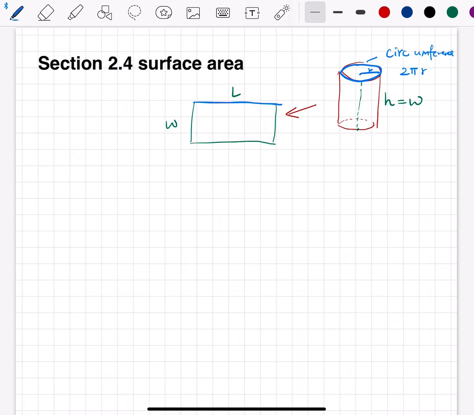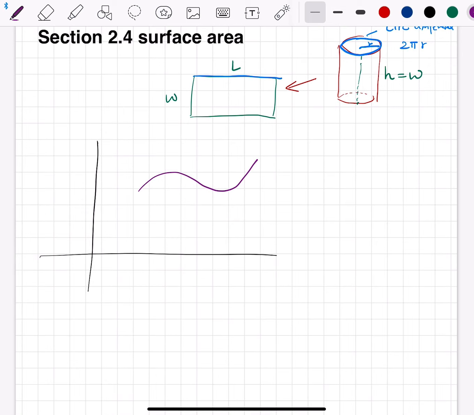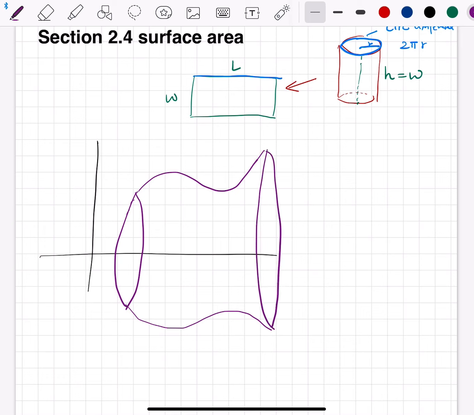So how do we find the surface area if I have a random graph? In order for me to find the surface area, I have to rotate it, assuming I'm going to rotate it along the x-axis. And this is the shape I will have. Again, this is hollow. It's not a solid, it's just a piece of fabric. Then if I want to find the surface area, I'm going to slice it as usual.